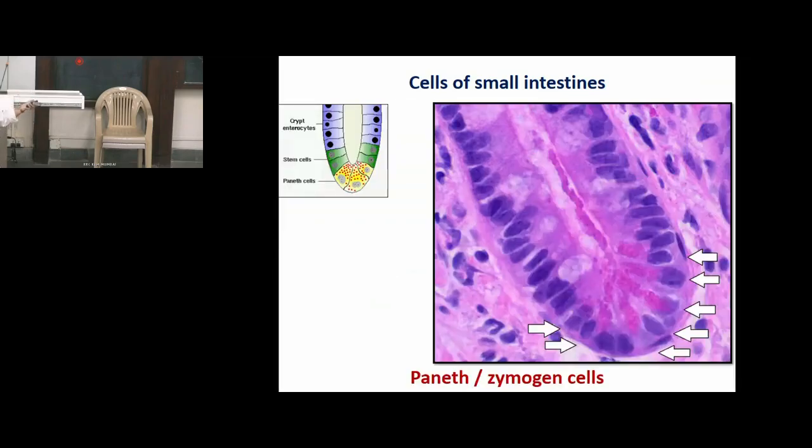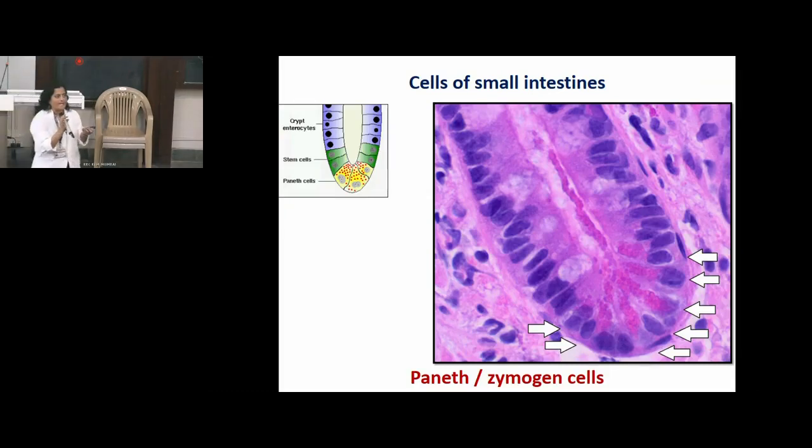At the base, where the crypt is present, we get to see certain other modified cells. You can see these are also columnar. How do I know this is columnar? Based on the nuclei. I can't see the cell margin, right? But this is the base of the crypt. These are all columnar cells, but some columnar cells are different because there is different staining here. Okay? There are these cells with some granules present. The granules are zymogen granules. The cells are called Paneth cells.